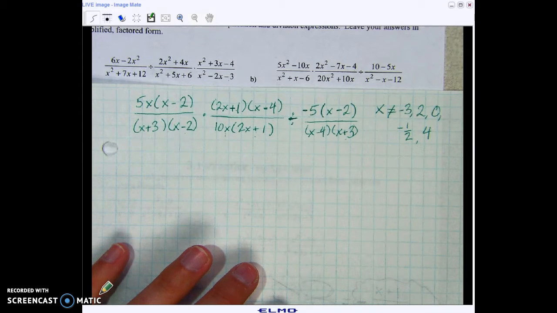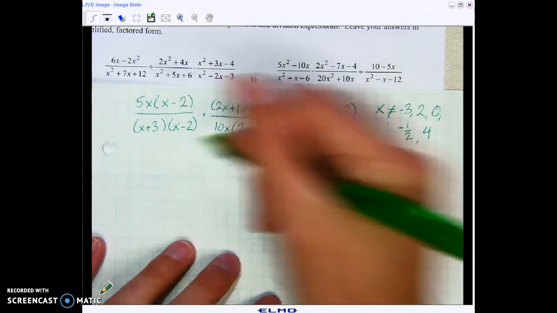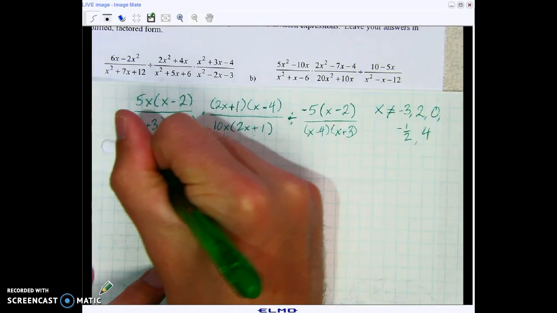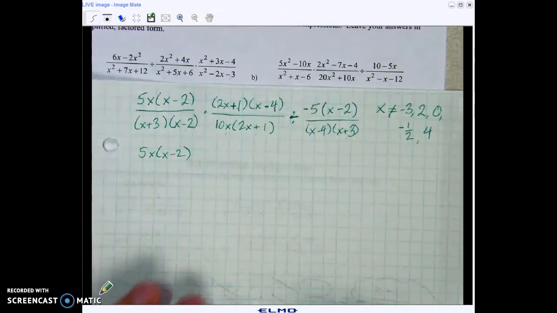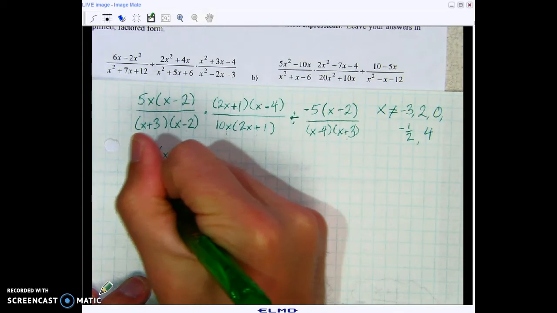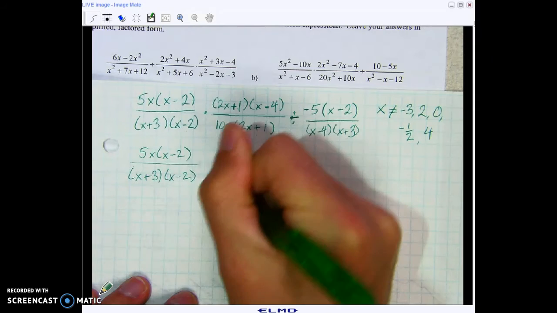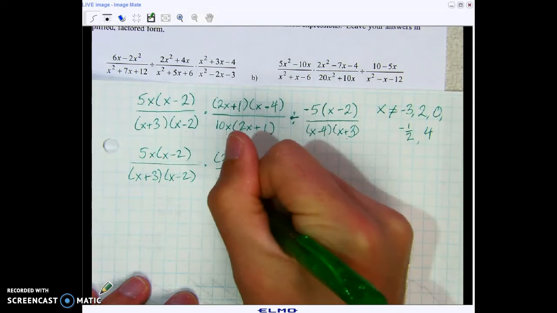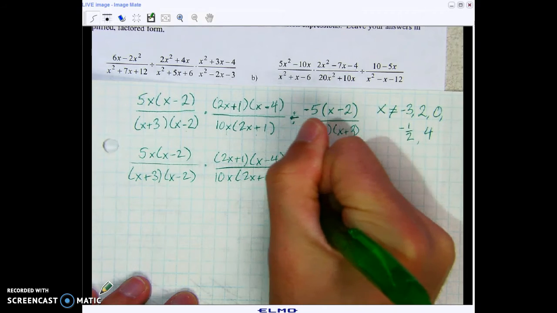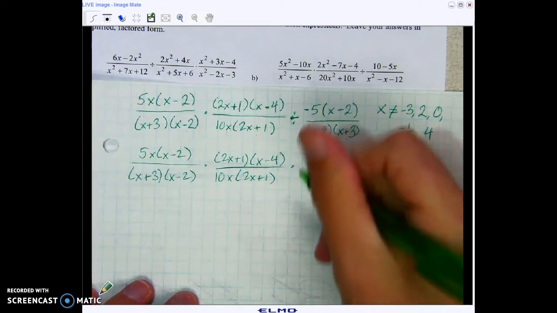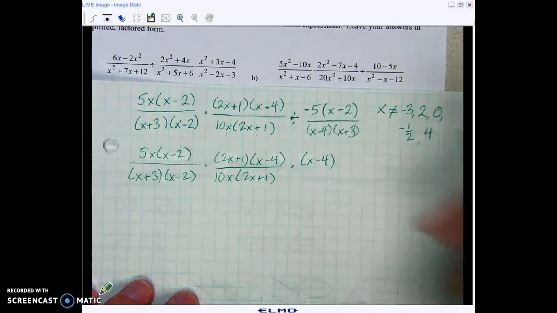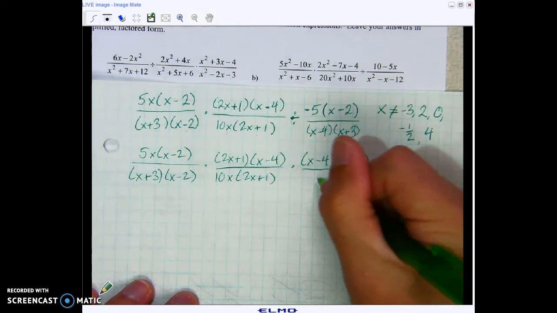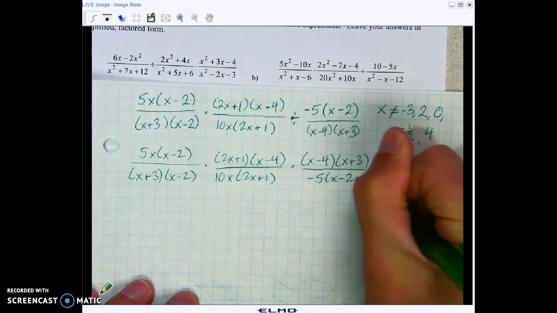Okay. Now, let's do the next step where we rewrite everything except instead of dividing, we need to change that to a times. So now we have 5x times x minus 2 over x plus 3 times x minus 2 times 2x plus 1 times x minus 4 over 10x times 2x plus 1. And then times, instead of divided by, flip that last fraction. Multiply by the reciprocal. x minus 4 times x plus 3 over negative 5 times x minus 2.